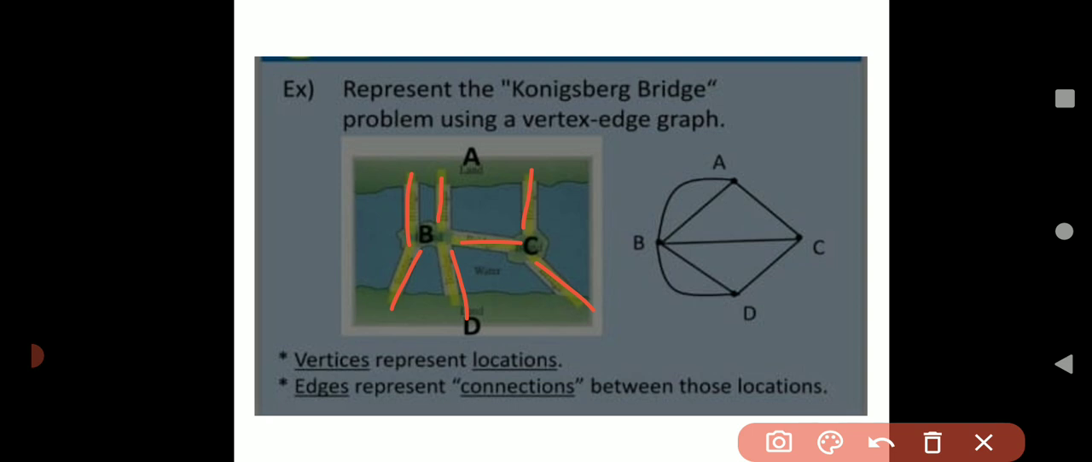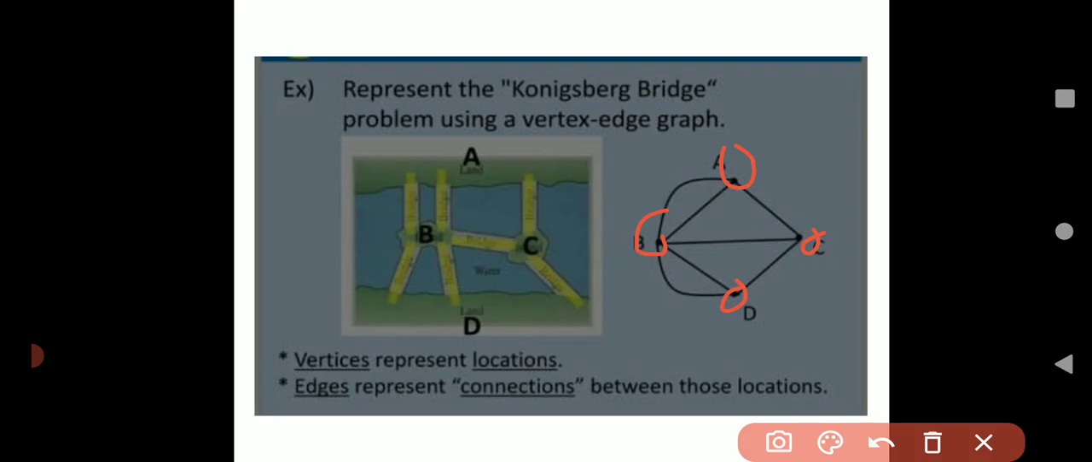Now the actual problem is, we start our journey from any one city and cross all the 7 bridges exactly once and return to the same city. This is our problem. So Euler drew a graph with these bridges. The land areas are denoted by the nodes A, B, C, D, and the 7 bridges are the edges of this graph.